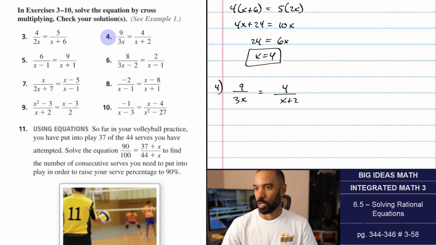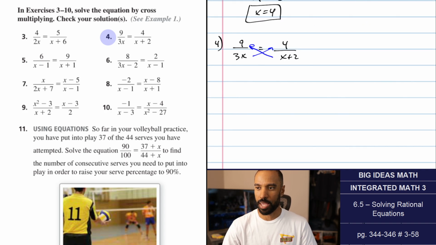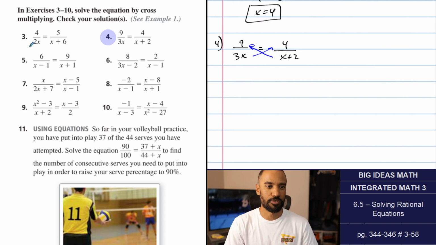Number 4. We cross multiply again. X plus 2 multiplies with 9, and 4 multiplies with 3x. Now, there are other ways. Listen, I saw this for this one as well.